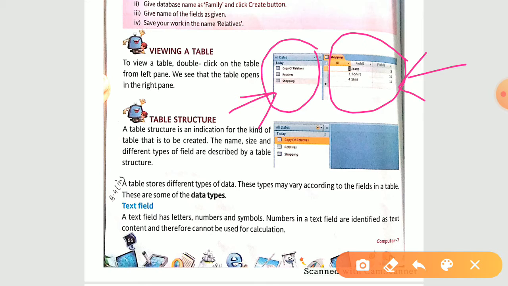Fine. Now for the table structure, let's see. The table structure is an indication of the kind of table that is to be created. Means what kind of table you are going to create, what kind of data you are going to feed into that table. This structure defines that portion. The name, size and different types of fields are described by a table structure. Now what is the name of that table, what is the size of that table, what kind of fields you are going to enter into your table, all these are contained under your structure.